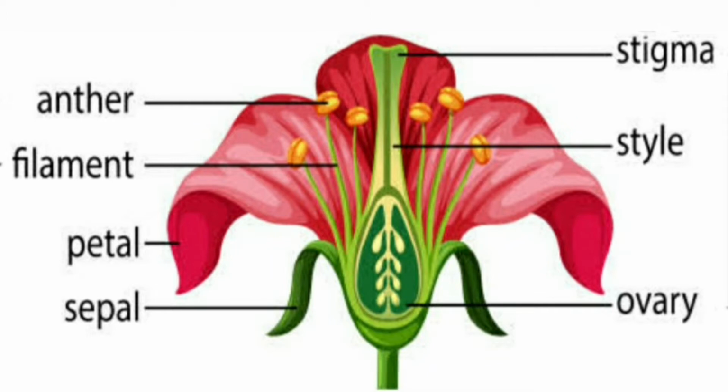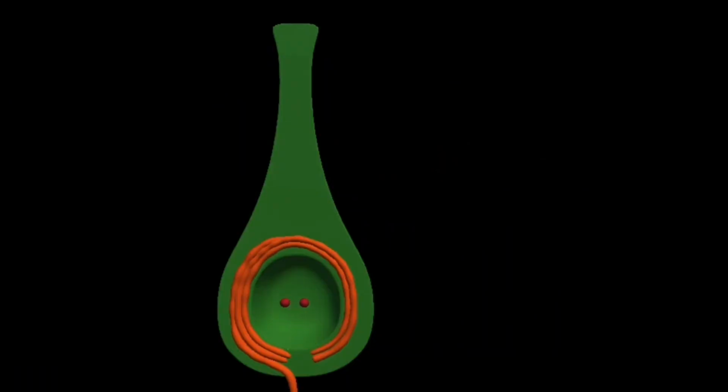Ovary is the swollen basal portion composed of one or many pistils. The inner cavity of the ovary may be a single chamber or divided into several chambers, each containing a number of rounded bodies, the ovules.